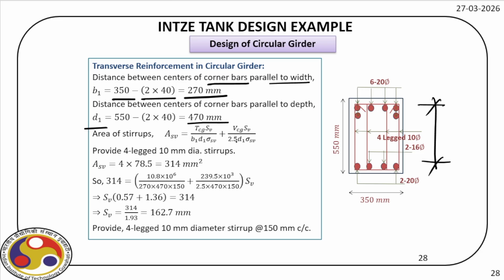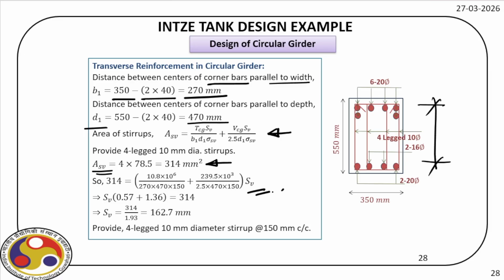So the area of the stirrup, we get it from this expression. So we provide 4-legged 10 millimeter diameter stirrups. So ASV provided is 4 times the area of each stirrup. So total is 314 millimeter square. So this is equal to the expression here.